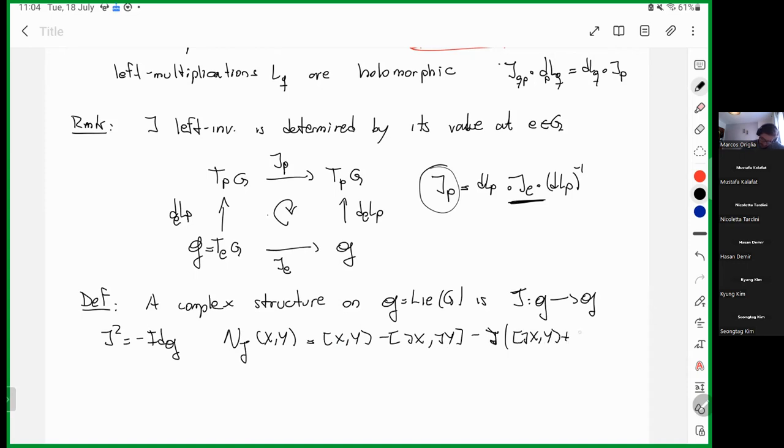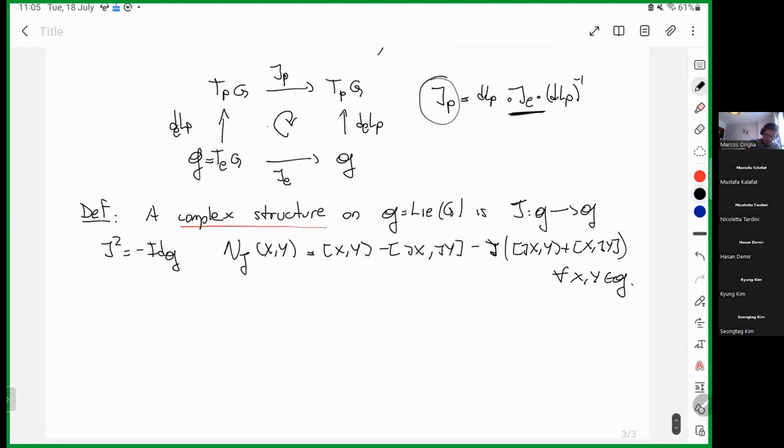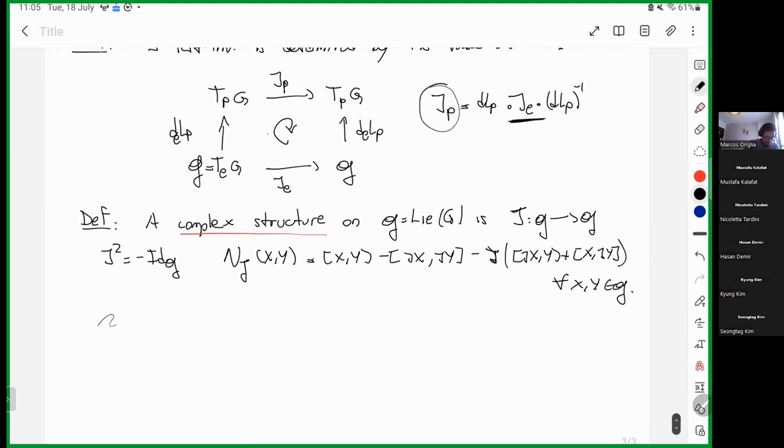Well, it could be some minus plus error, but I think that's fine. But now this is just a condition on our vector space g. These are not vector fields in our group. They are just vectors at the tangent space of the identity. So that's what the complex structure means at the Lie algebra level. So again, very similar to what we have for metrics.